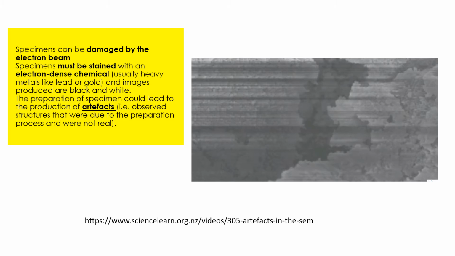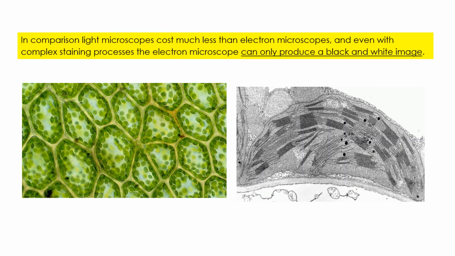So this means that samples are dead and we can only produce black and white images because we're now using an electron beam, and also there's the potential that we might produce artifacts, so things we can see that are not really in that cell or not really in that tissue, but are structures we observe because of the process of preparing the sample.